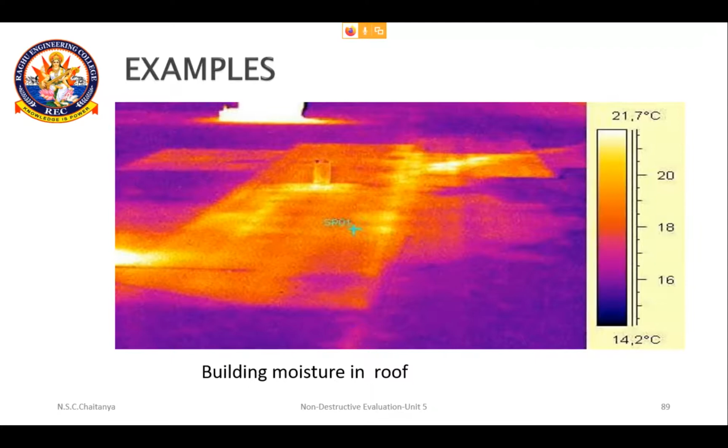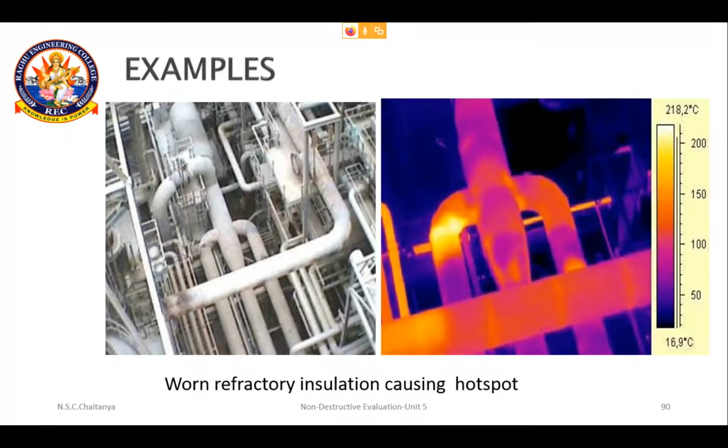Slide number 90. In slide number 90, you can see a refractory insulation which is worn out. Just by having a look towards the left, it's the ordinary photo that was clicked. You cannot identify what is wrong with this, but by using a thermal camera, if you capture it, then you can easily identify it with the variations of temperatures obtained. We can easily identify the hotspot where there is a problem.